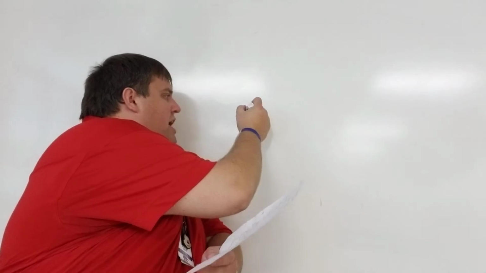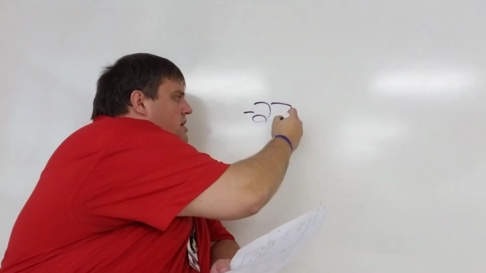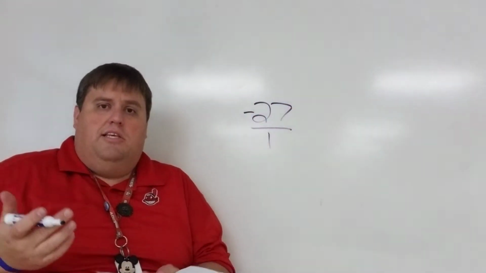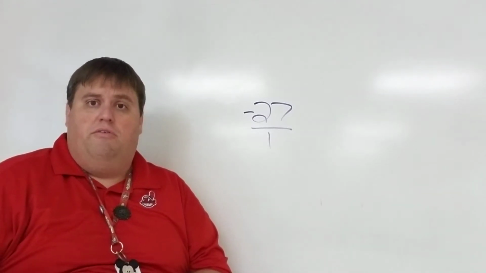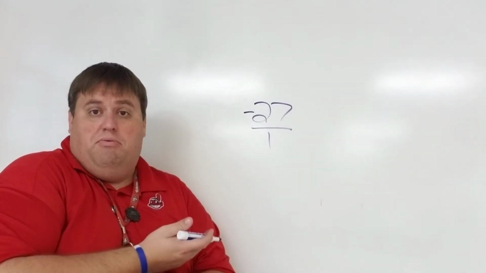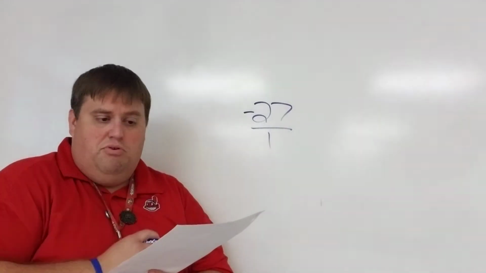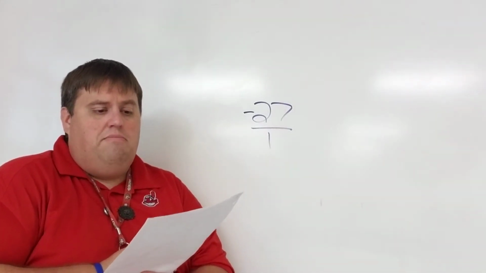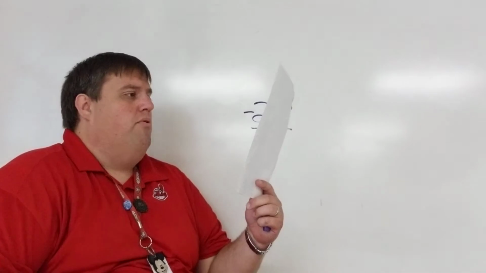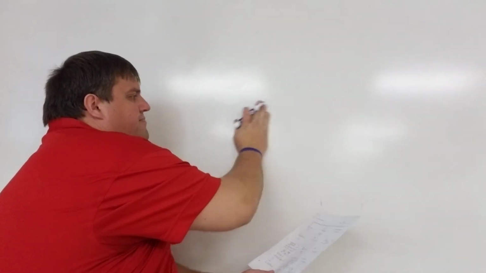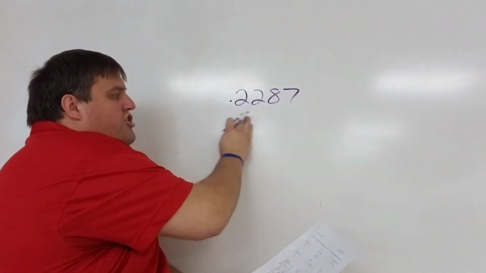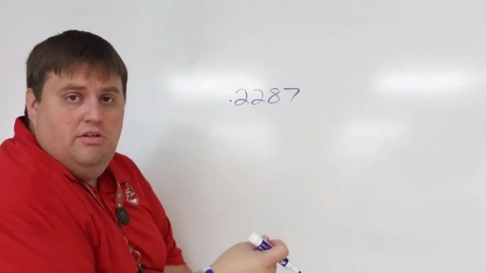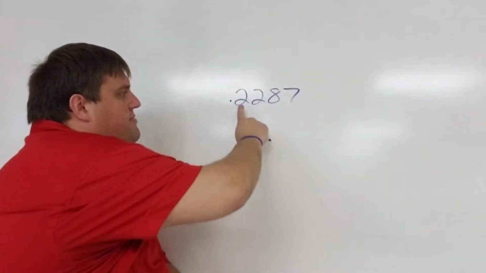So if you can write it as a fraction, then that is an excellent way to prove that it's rational. Because we know rational numbers are any number you can write as a fraction. So since I wrote it as a fraction, that's proof that it's rational. Same thing with number 2, 0.2287. It's rational because it's a terminating decimal. How do I prove that? I write it as a fraction.